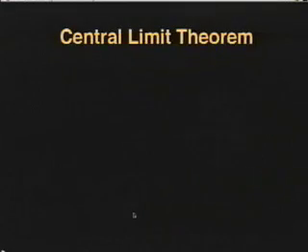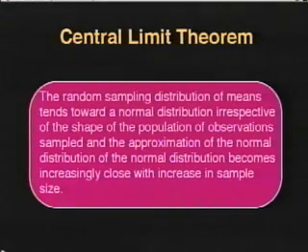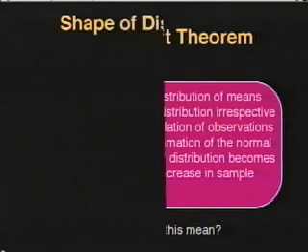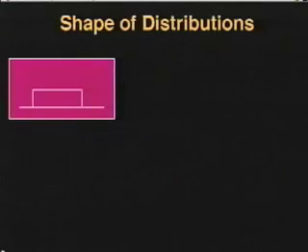I indicated to you that there was this central limit theorem which allowed us to be able to use information from the normal distribution. This central limit theorem was that the random sampling distribution of means tends toward a normal distribution, irrespective of the shape of the population of observations sampled. And the approximation of the normal distribution becomes increasingly close with increases in sample size. It doesn't matter what the shape of the original distribution happens to be.